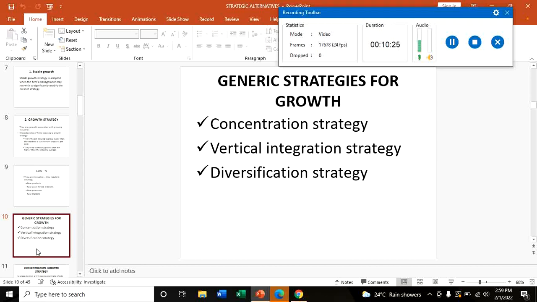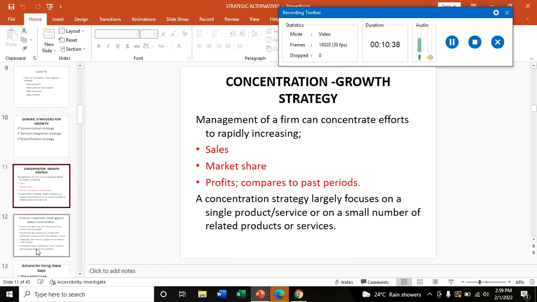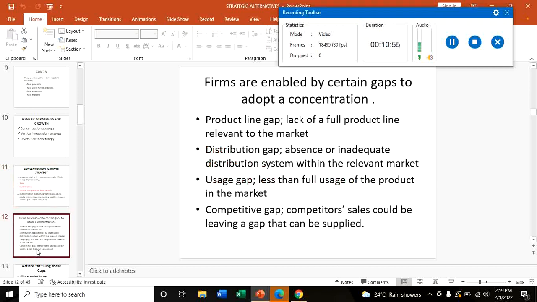Here, a company might choose to concentrate. One, a company might choose to do what we call vertical integration, or a company might choose to do what we call diversification. What happens when a company chooses to concentrate? They can either choose to concentrate on increasing their sales, increasing the market share, or increasing the profitability. A concentration strategy largely focuses on a single product or service, or on a small number of related products or services.